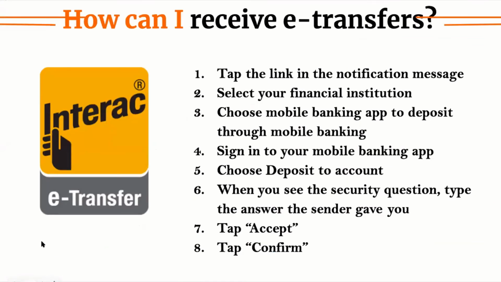How can I receive an e-transfer? Tap the link in the notification message. Select your financial institution. Choose Mobile Banking app to deposit through mobile banking. Sign in to your mobile banking app. Choose Deposit to Account. When you see the security question, type the answer the sender gave you. Tap Accept, then tap Confirm.